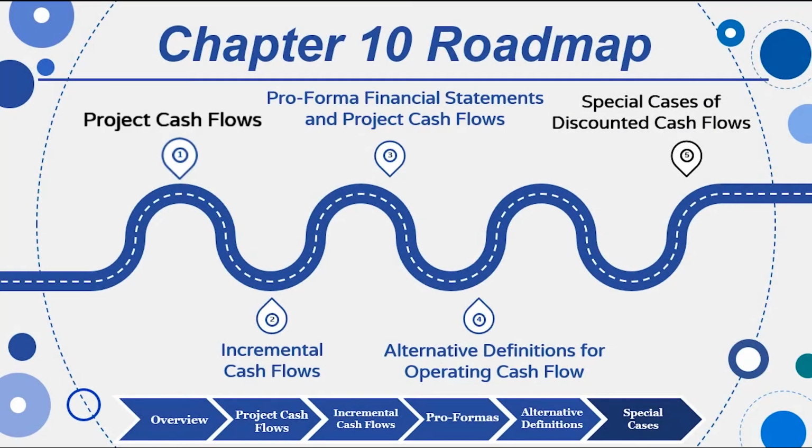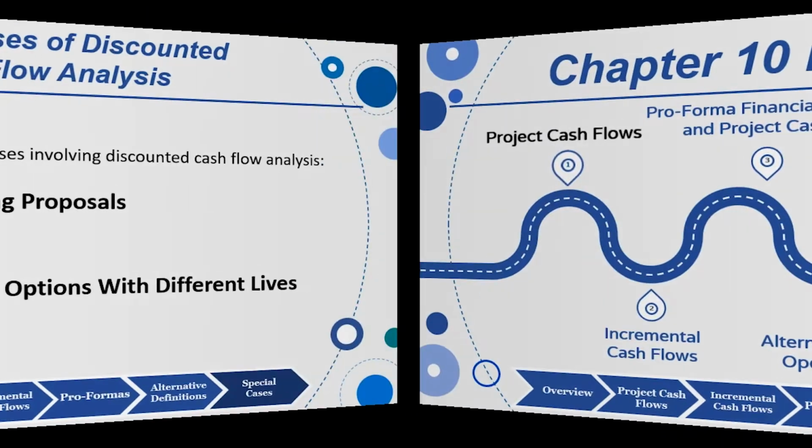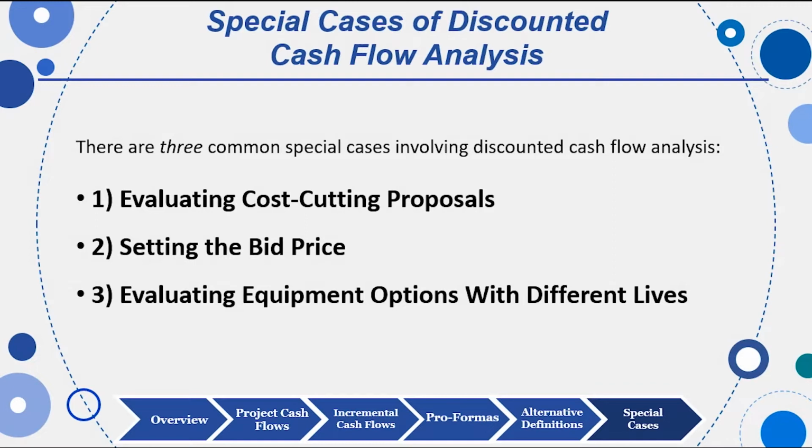Finally, what are some special cases of discounted cash flows? These are some special cases. I can look at cost-cutting proposals. What if I install a new inventory management system and it generates no new sales, but it cuts costs substantially? How do I evaluate that?